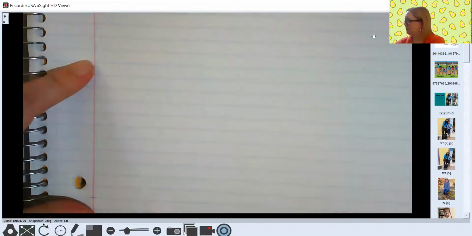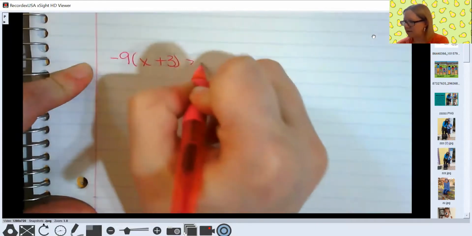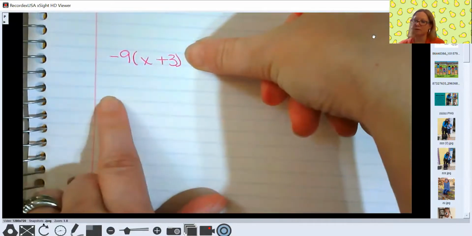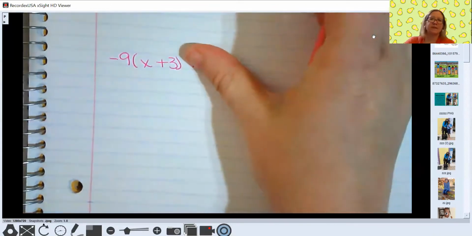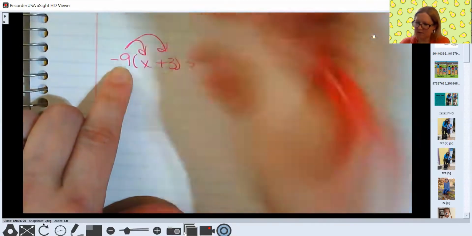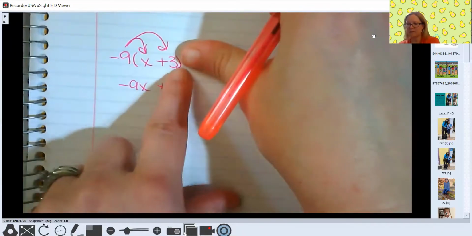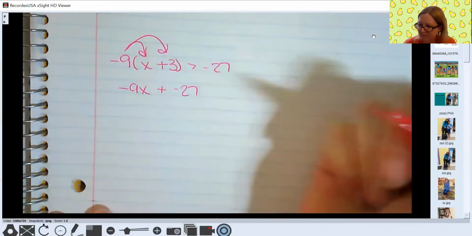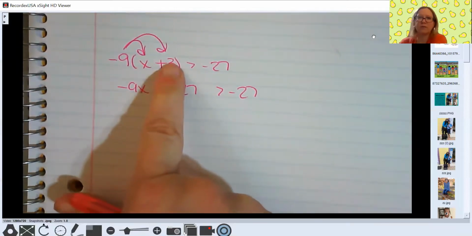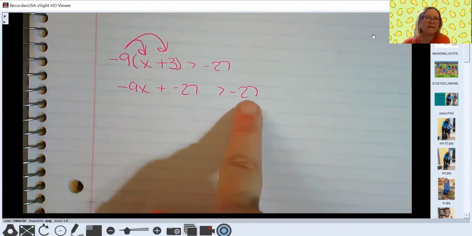We had -9 times x plus 3 is greater than -27. What you could have done is simplify the side first. It actually gives you an extra step, but some people prefer to do that, so that's fine. So you're applying your distributive property: -9x plus -9 times 3, which is -27. Basically, if you apply the distributive property first, you're just rewriting the inequality. This is the same as this, okay?